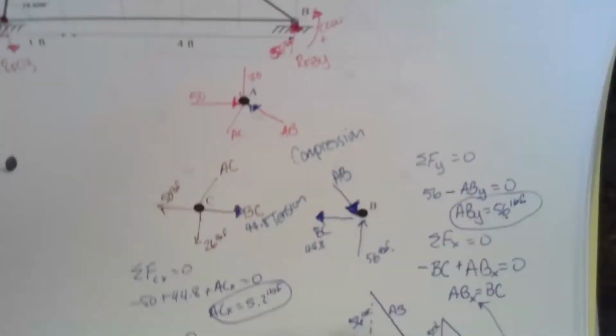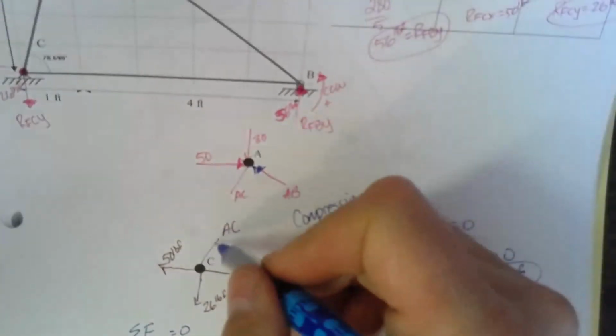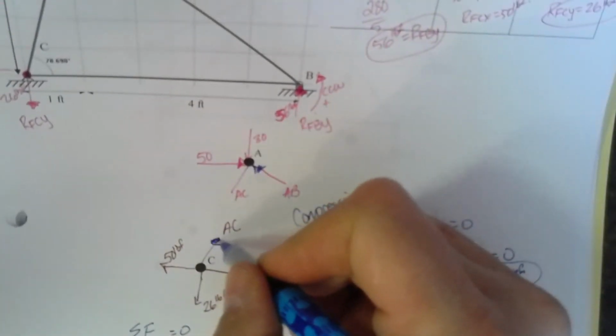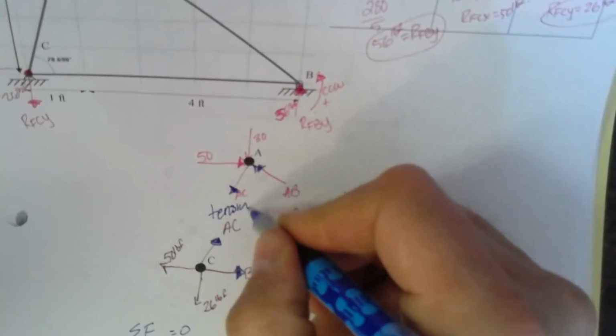Oh, what's AC in? It's going to be going, what did we say? It's going to be going up and to the right. So that means it's in tension. Sorry about that. Almost forgot.